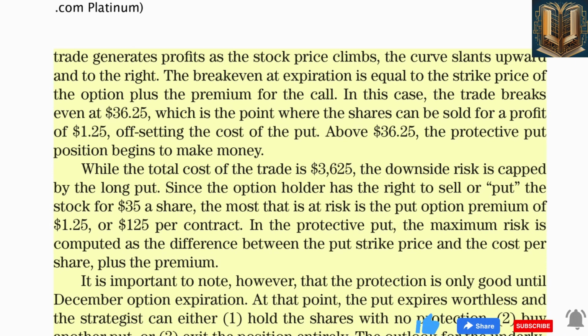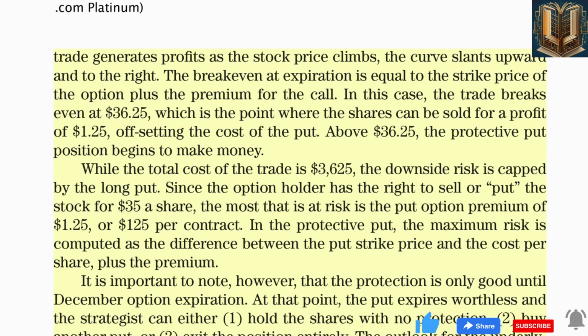Since the option holder has the right to sell or put the stock for $35 a share, the most that is at risk is the put option premium of $1.25, or $125 per contract. In the protective put, the maximum risk is computed as the difference between the stock price and the put strike price, plus the premium. It is important to note, however, that the protection is only good until December option expiration.